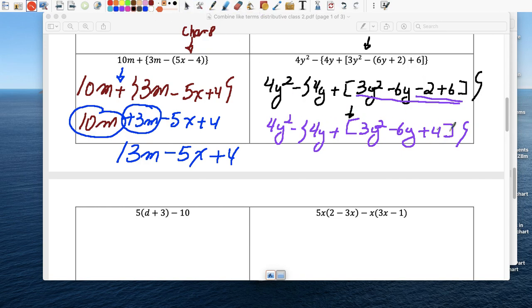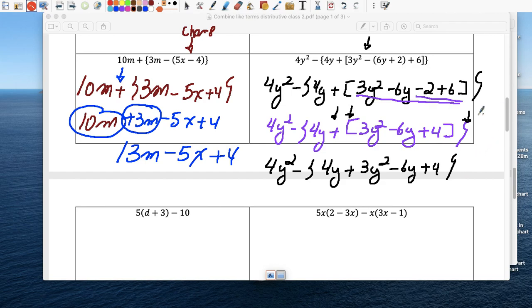Next step, I'm going to take away the brackets. Notice that there's a plus sign in front of the brackets, so when I remove the brackets, nothing changes to the signs of the terms inside. So 4y squared minus braces 4y plus, remove the brackets, 3y squared minus 6y plus 4. Can I combine anything? Yeah, you can combine this guy and this guy. Let's combine that later though. Let me do the last thing here. Let me remove the braces.